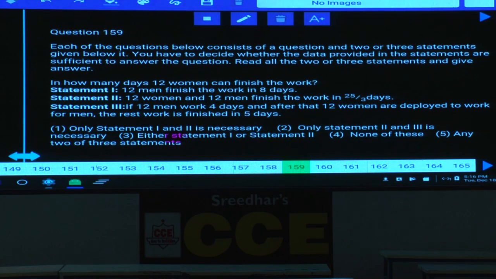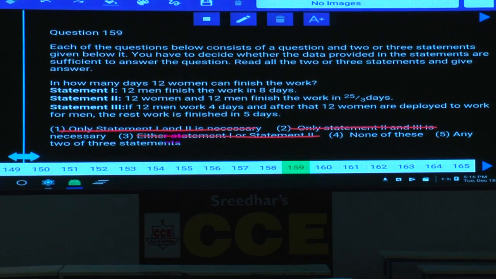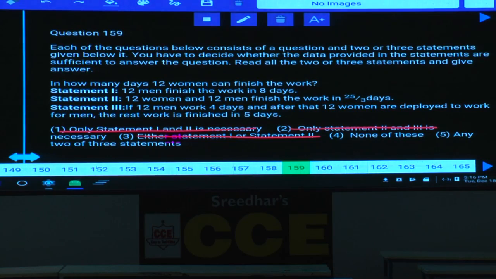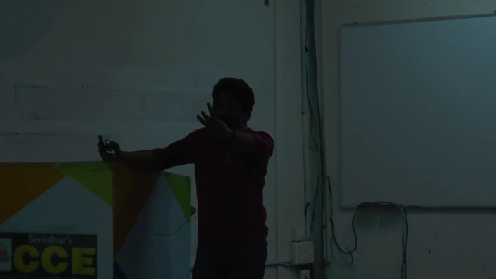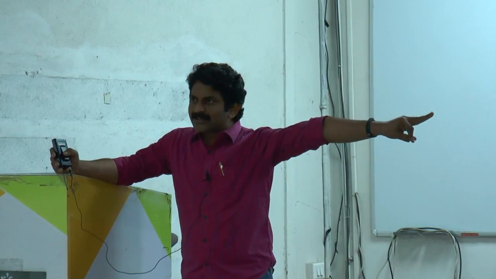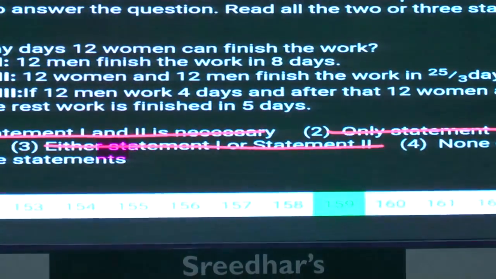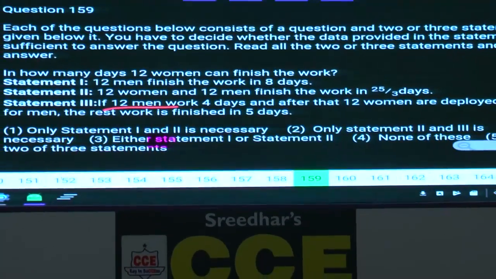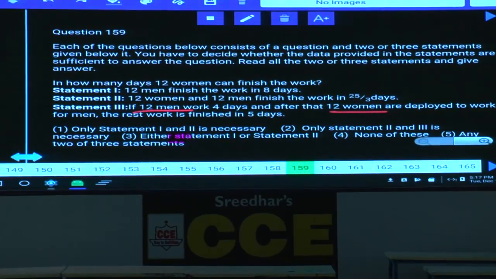Now identify the options. Can the first option be your answer? Because 1 and 3 is missing. Correct? Is the second option possible? 1 and 3 is missing. Is the third option possible? No. Is the fourth option possible? If you can eliminate the fifth option, then the fourth is possible. Correct? Now what is the fifth option? Any two. See, any two in the sense 1, 2, 1, 3 and then 2, 3. Out of these three combinations we verified 1, 2. We verified 1 and 3. So missing is 2 and 3. That will also be possible. Just verify it. Here we have 12 women, 12 men, and here also we have 12 men and 12 women. Will you be able to get the answer or not? Yes.